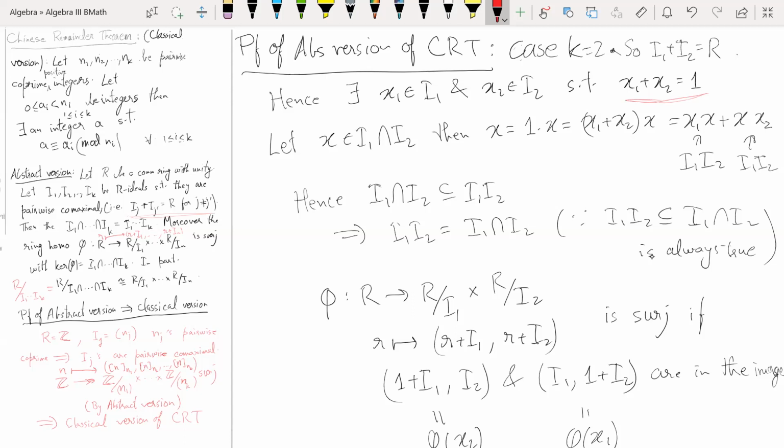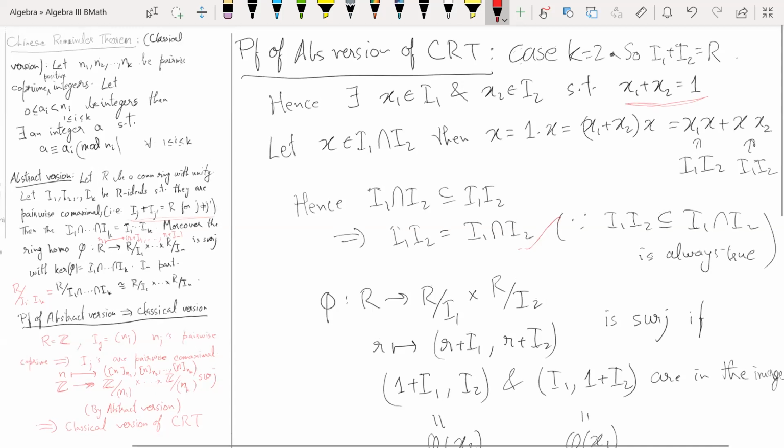So we showed that any arbitrary element of this intersection is actually in I1 I2, assuming that the sum of these two ideals is R. The other inclusion, as I said, is always true. So we get this. Okay, any questions? So that proves this part for k equals 2, that the intersection of these ideals is the same as the product. And then the second part is showing that this is surjective.